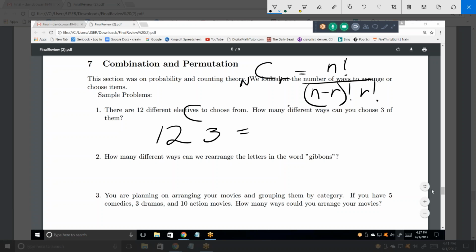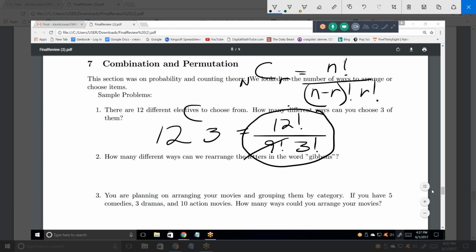So 12 factorial over 9 factorial times 3 factorial. Yeah, and then you have to cancel something. Well, this 12 factorial means 12 times 11 times 10 times 9 and so forth. Notice the 12 times 11 times 10, everything below that is going to be canceled out by that 9 factorial. So this becomes 12 times 11 times 10 all over 3 times 2. And now I can do a lot of canceling.